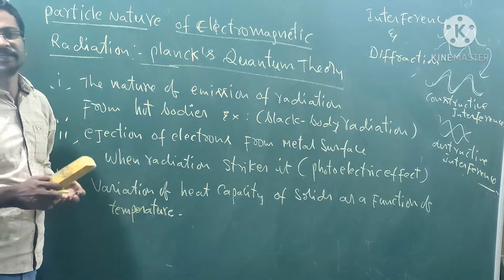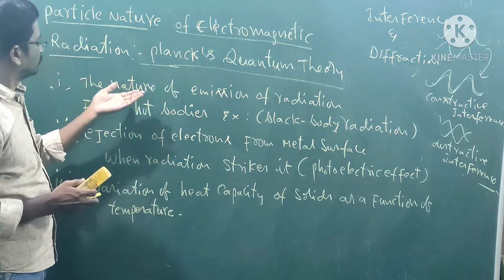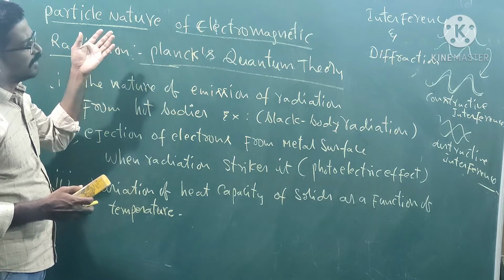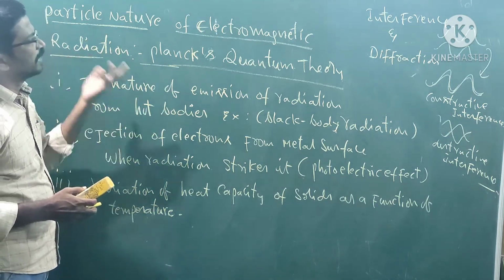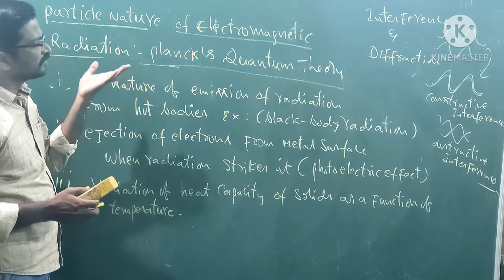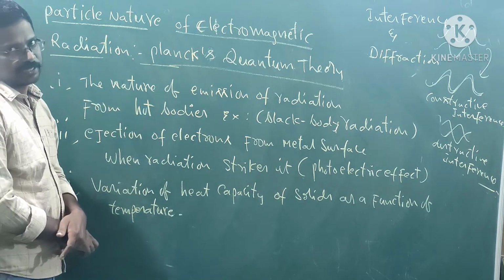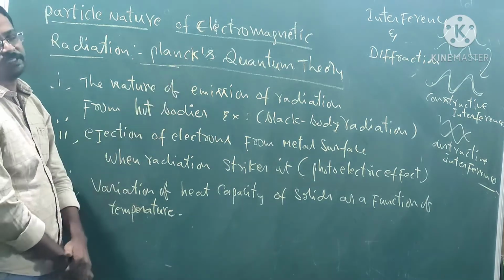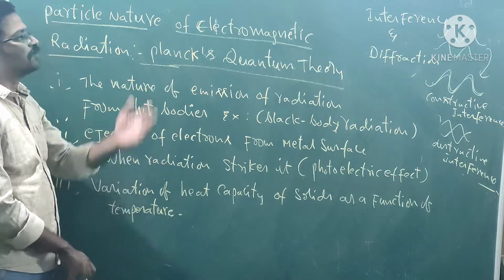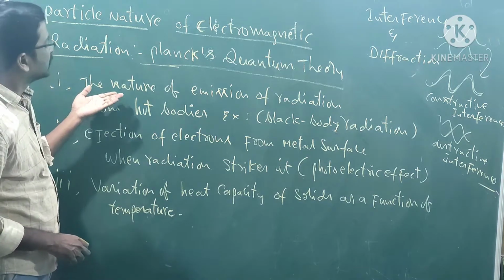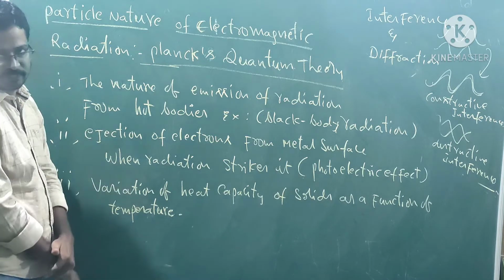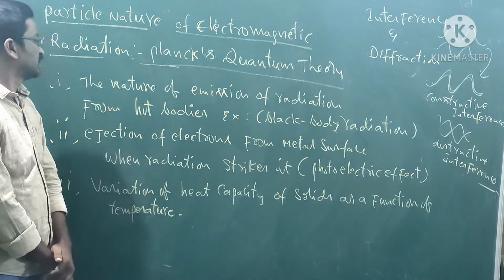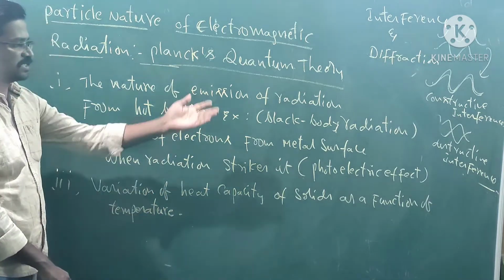From the previous history, we know electromagnetic radiation has wave nature. But the concept of wave nature cannot explain these types of experimental results. So, what are the experiments? The nature of emission of radiation from hot bodies, that is black body radiation.